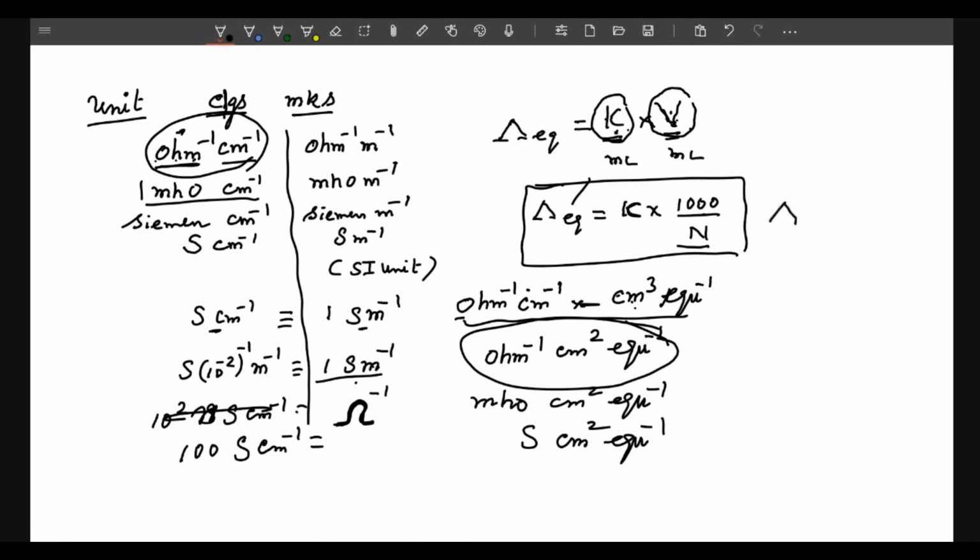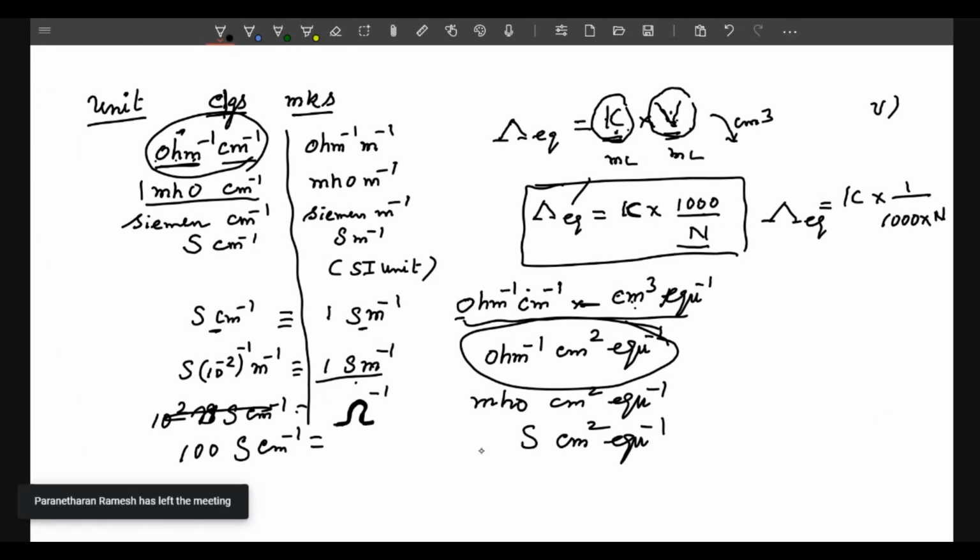This is for the centimeter kappa into 1 by 1000 into n. This is for meter cube. Just to reverse this, I am not going to derive this one. Here, this volume is in centimeter cube. Here, volume should be in meter cube. If it is in meter cube, this is the equation.